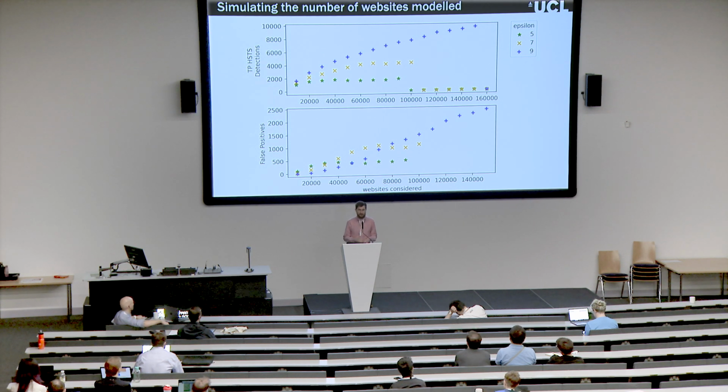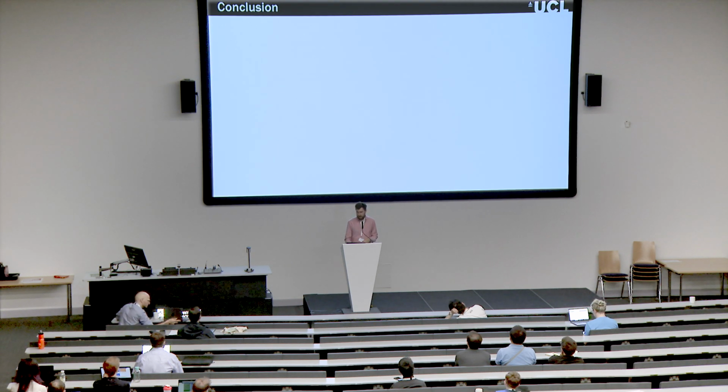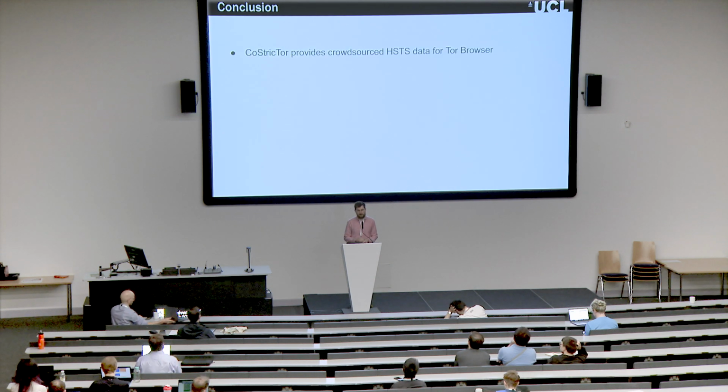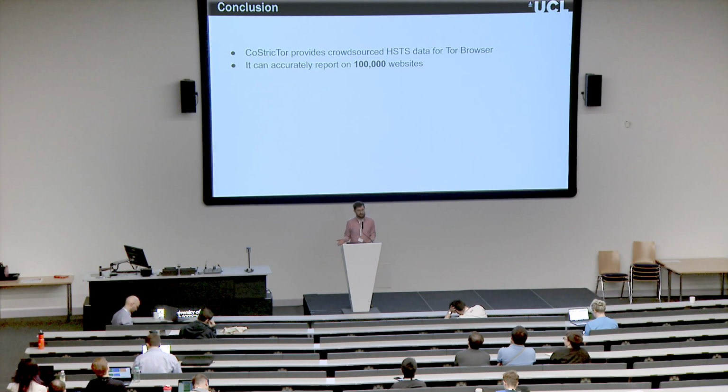So it's kind of our hope that that is sufficient, basically. So to conclude, the protocol CoStricTor provides crowdsourced HSTS data for Tor browser, and we can accurately report on 100,000 websites with a reasonable level of false positive results.